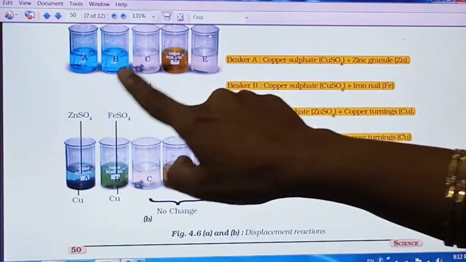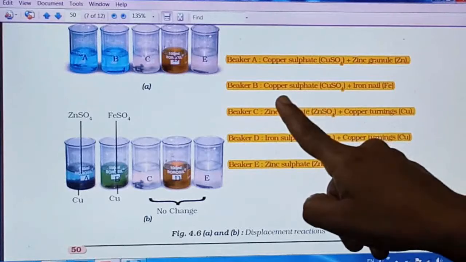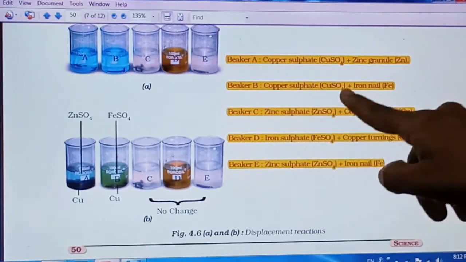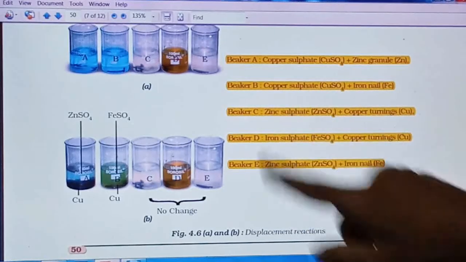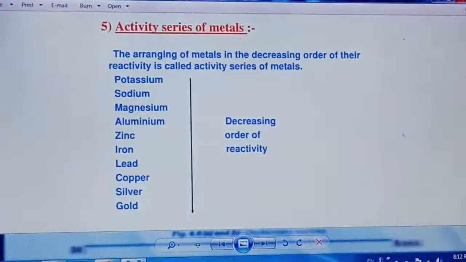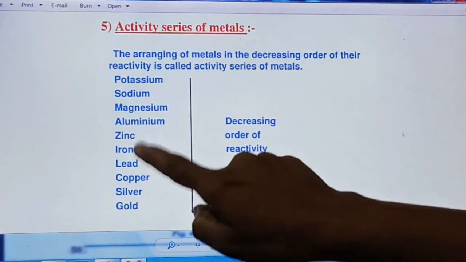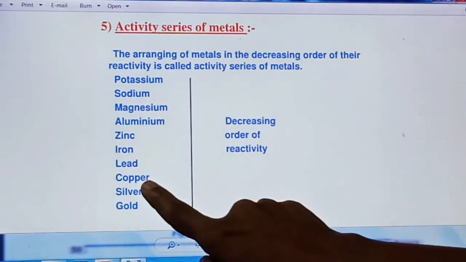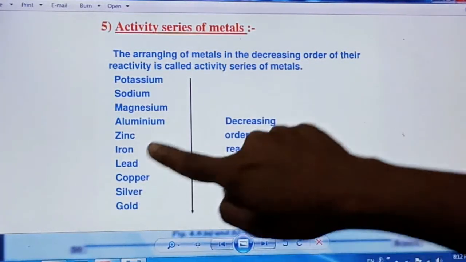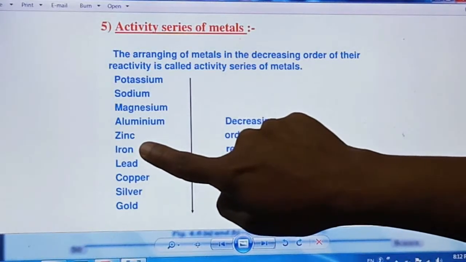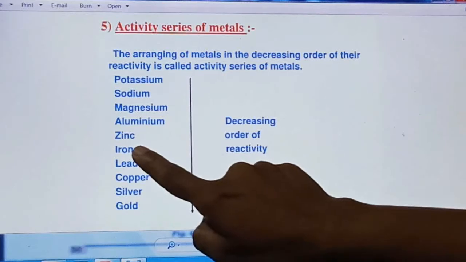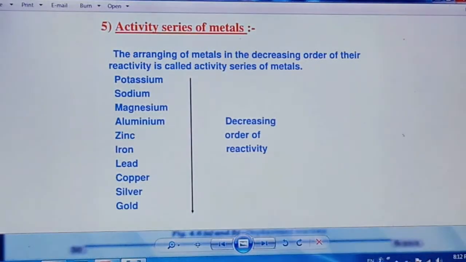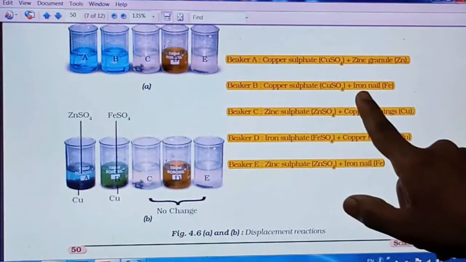Now see beaker B. In beaker B you can see that copper sulfate and an iron nail are there. Again you have to compare the position of the iron and copper in the reactivity series. If you see, iron is above the copper. Copper is below the iron. Means here again iron is stronger. Iron is more reactive than the copper. So iron can replace the copper, right? So that's why the reaction takes place here.